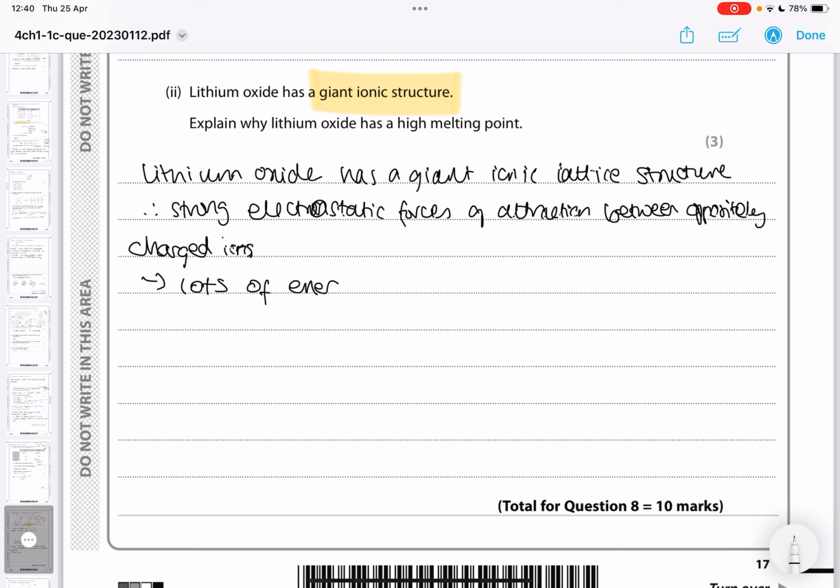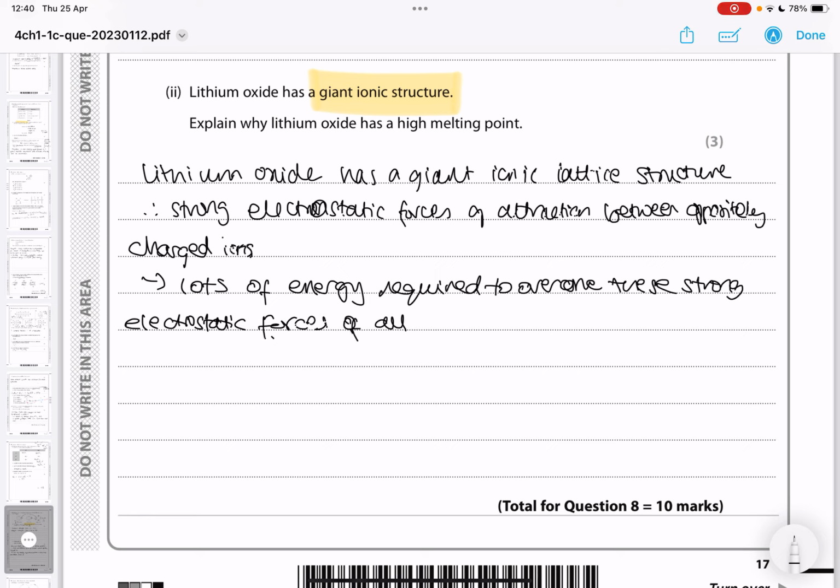So lots of energy is required to overcome these strong electrostatic forces of attraction, and therefore lithium oxide has a high melting point.